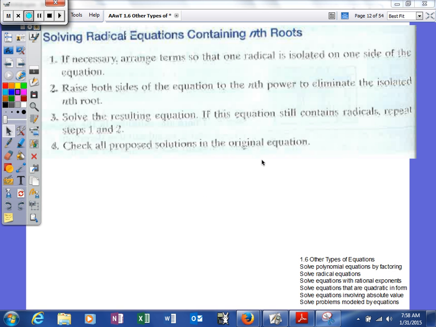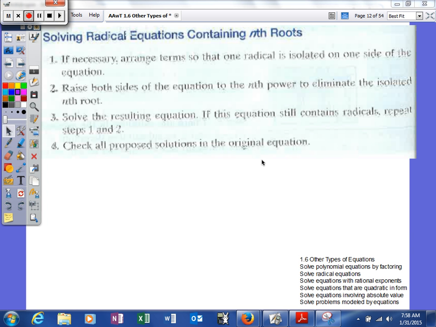Alright, what we're looking at next is how to solve radical equations. And here's a little help from the book. It says solving radical equations containing nth roots: If necessary, arrange terms so that one radical is isolated on one side of the equation. Raise both sides of the equation to the nth power to eliminate the isolated nth root. Solve the resulting equation. If the equation still contains radicals, repeat steps 1 and 2. Check all proposed solutions in the original equation.